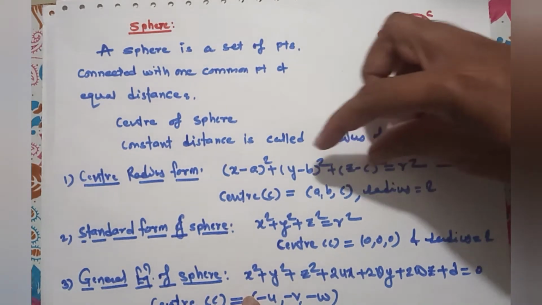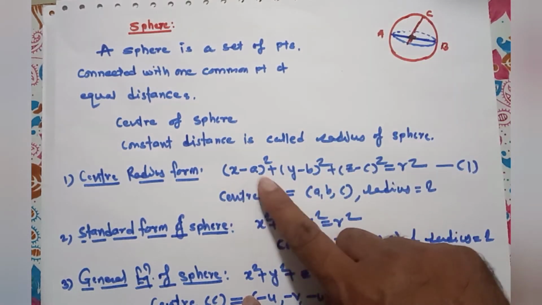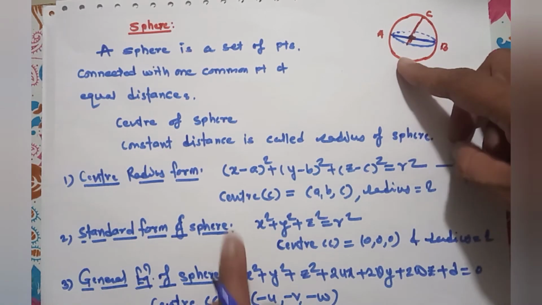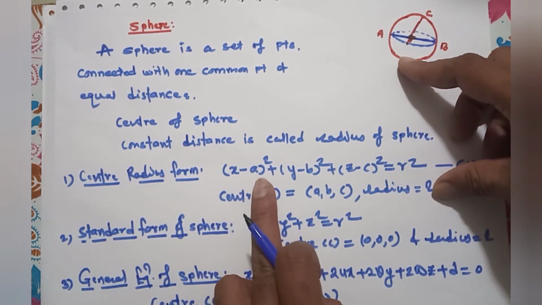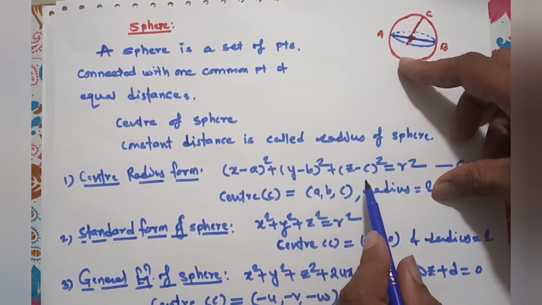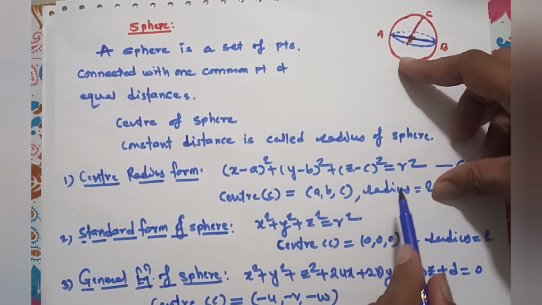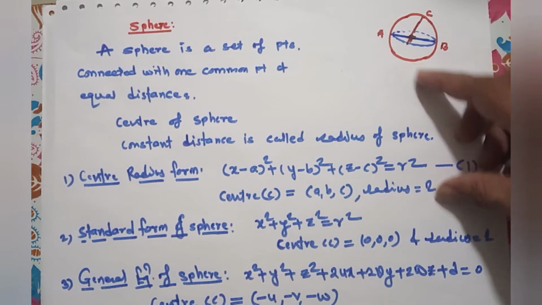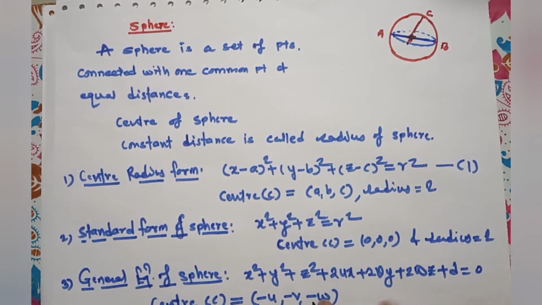If we simplify this equation, if we apply the (a plus b) bracket square formula here, so it is x square minus 2xa plus a square, y square minus 2yb plus b square. Similarly, z minus c bracket square, and simplify and put in this form. So this is just the general equation of the sphere, having center at (minus u, minus v, minus w) and radius equal to under root u square plus v square plus w square minus d.